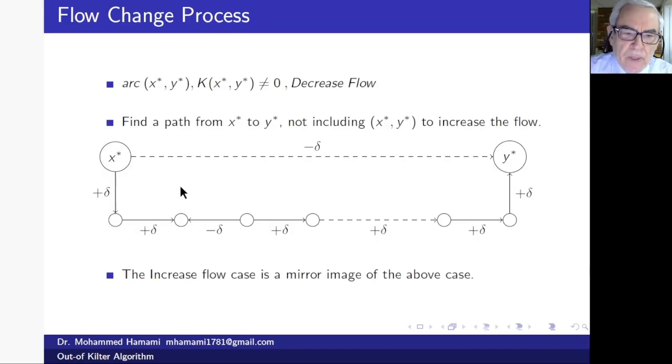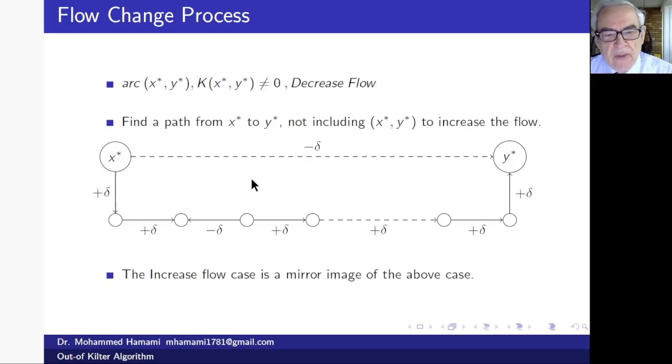Well, one brute force approach is to enumerate all of them. We only have a finite set of arcs. We should be able to enumerate all the paths from x star to y star, excluding this arc x star y star. And then I check with the flow change rule: can I increase the flow here? Can I increase the flow, et cetera, and then do that.